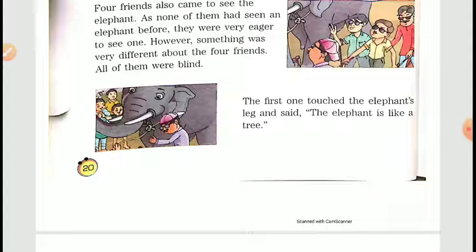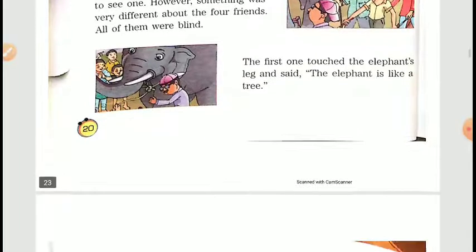The first friend has just touched the leg of the elephant and has framed the opinion. He thinks the elephant looks like a tree. In his mind, he has framed the picture of the elephant as a tree.